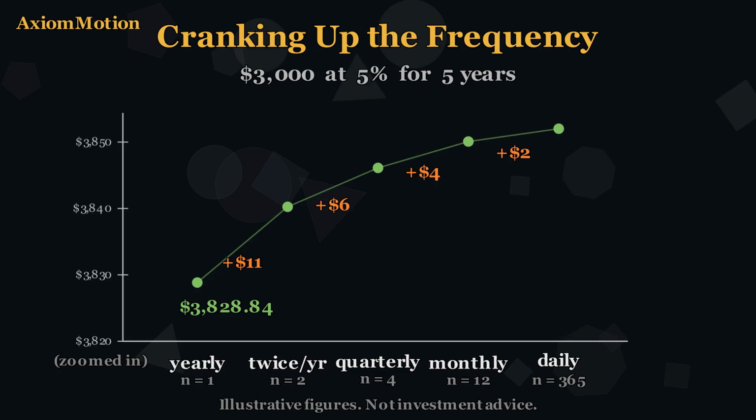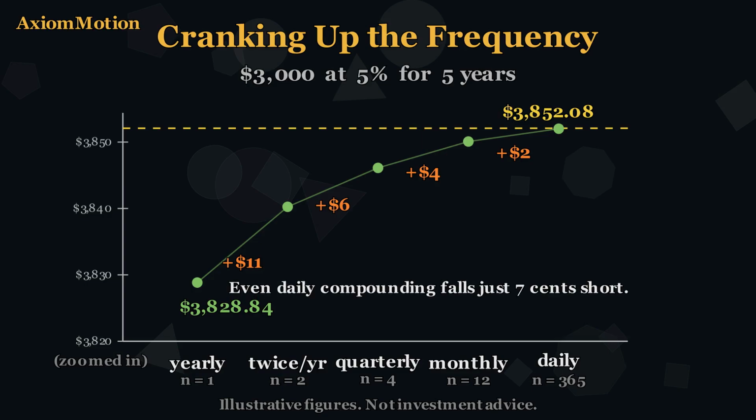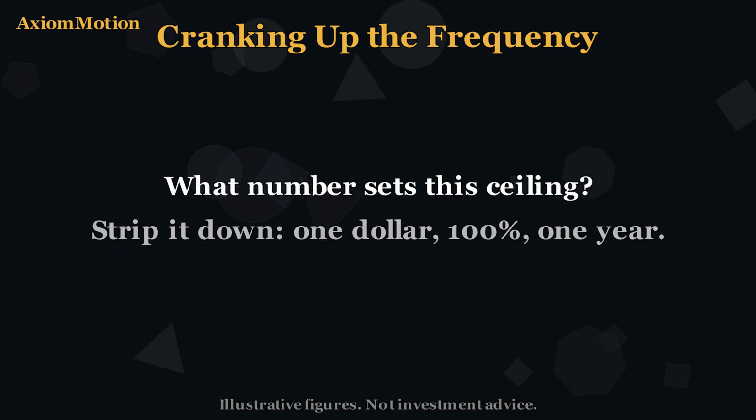The gains are shrinking. The values are not running off to infinity. They are piling up against a ceiling. Even compounding every single day gets you to within 7 cents of it, and no amount of extra compounding will ever break through. This ceiling is what we call continuous compounding. Interest added not yearly, not daily, but at every instant. And the exact height of that ceiling is set by one of the most important numbers in all of mathematics.